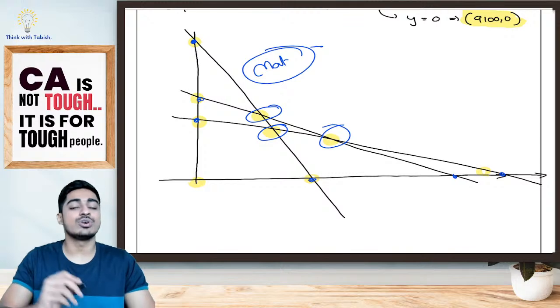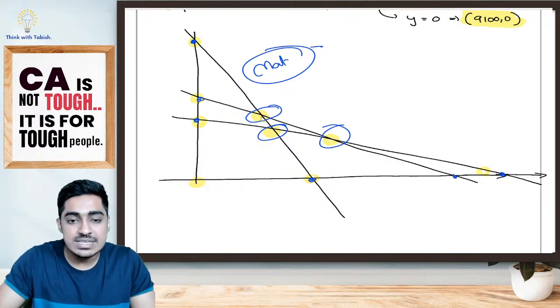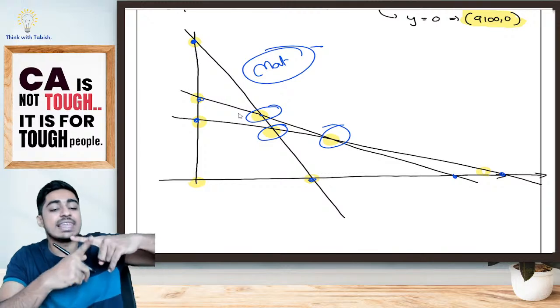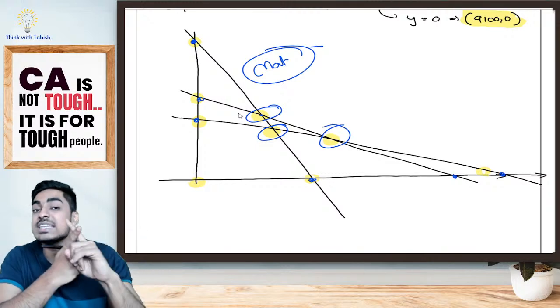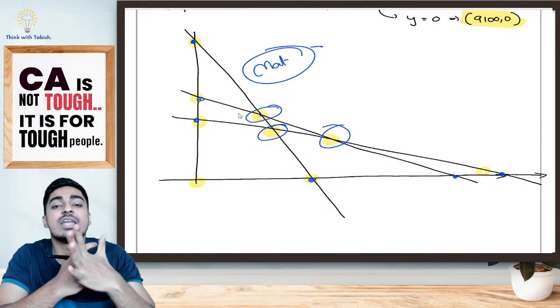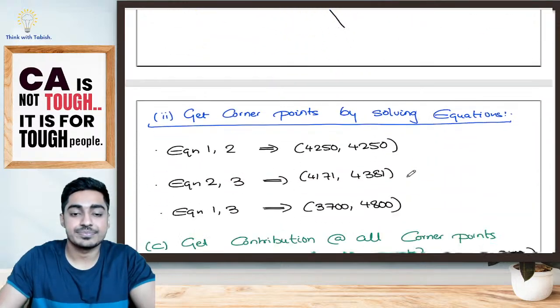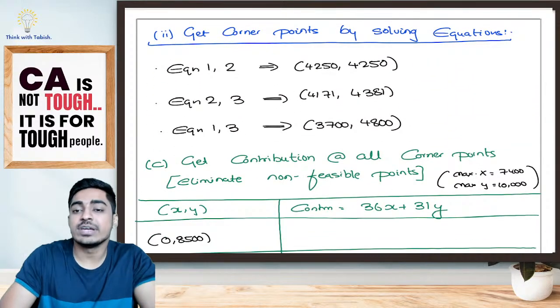Now, either you do the graph, do all that drama, and get the values, or simply look at this. What is this? This is the point at which both the lines intersect. That means both the equations should be fulfilling the conditions. So we solve both the equations, and whatever value we get, that should be the point. Simple. Yes, we have to get the corner points.